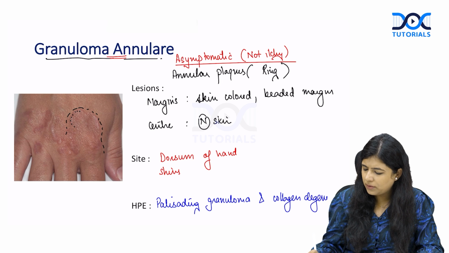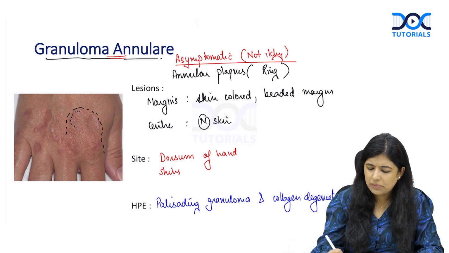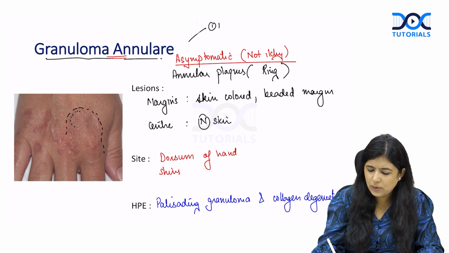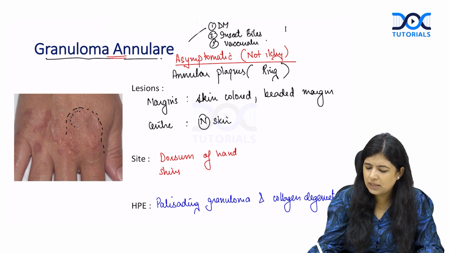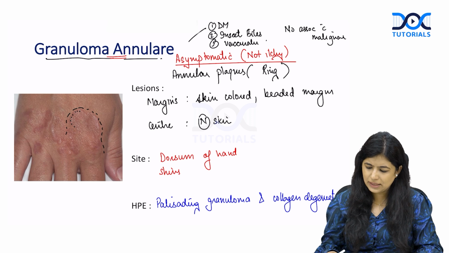Now, even though I have told you that Granuloma annulare is associated with diabetes, there are some other important associations that you have to remember. Apart from diabetes, it can be associated with insect bites as well as certain vaccinations. But remember, there is no association with malignancies. So Granuloma annulare is not associated with malignancies.